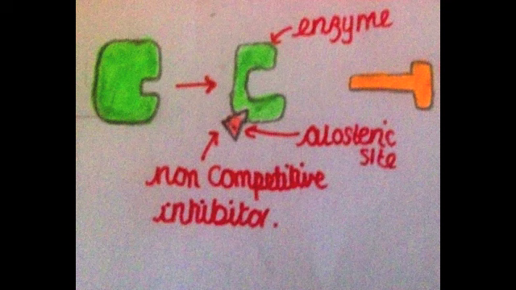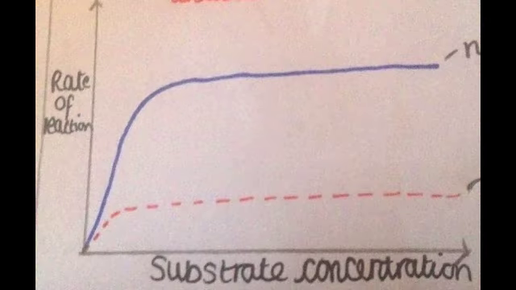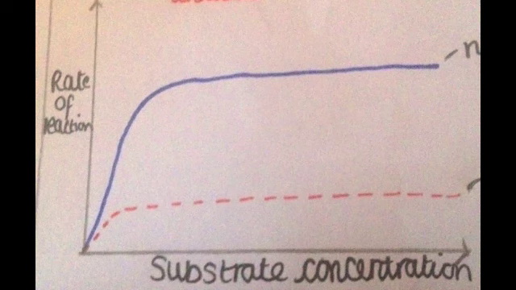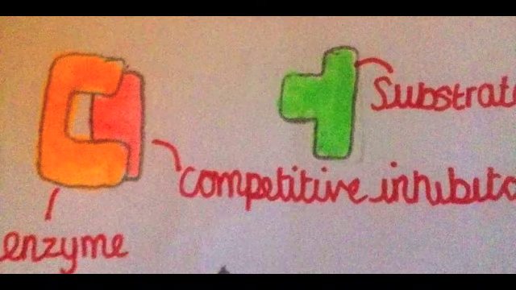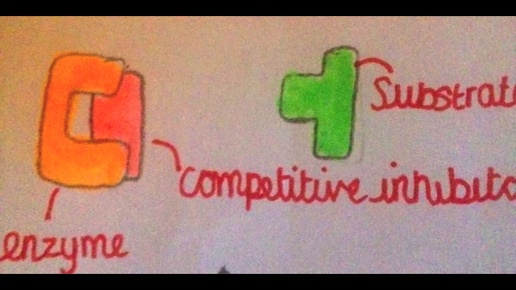This cannot be altered or changed, and so therefore by increasing substrate concentration there will be no effect on the enzyme activity as shown in the graph. In contrast, the effects of competitive inhibitors can be reduced. Competitive inhibitors work by forming a similar shape to the substrate. They bind to the active site of the enzyme in place of the substrate. Therefore, the substrate cannot bind to the enzyme to form an enzyme-substrate complex, and rate of reaction decreases.